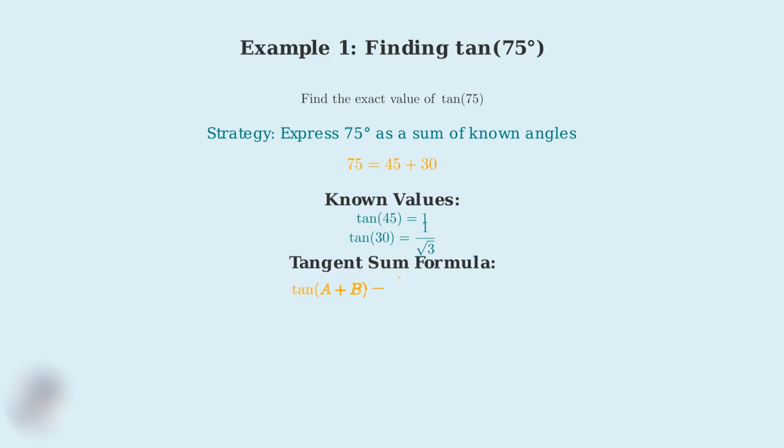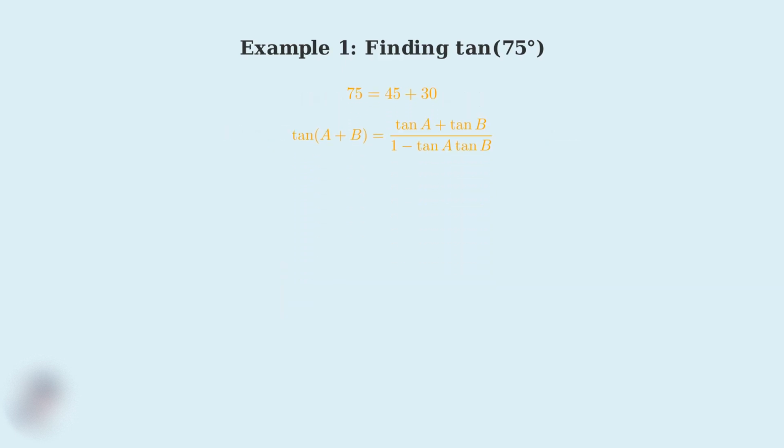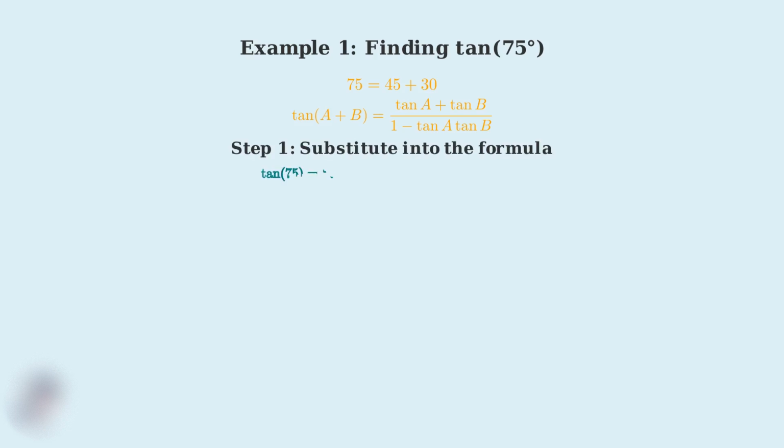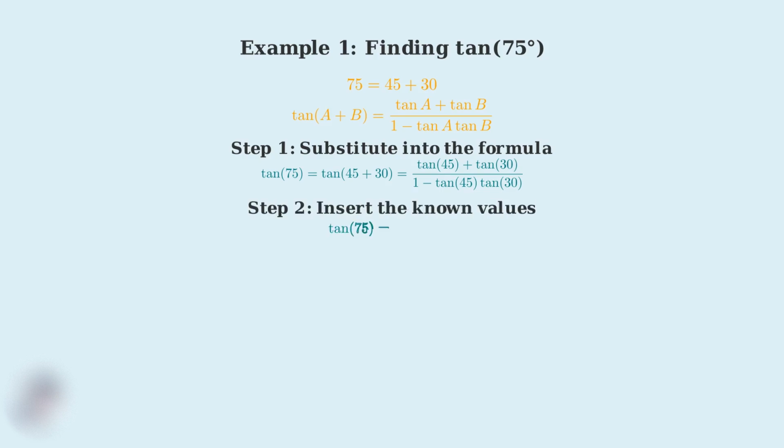Now we'll apply the tangent sum formula. Remember, tangent of a plus b equals tangent a plus tangent b, divided by 1 minus the product of tangent a and tangent b. Now we'll substitute our values step by step. First, we identify that a equals 45 degrees and b equals 30 degrees. Step 1, we substitute 75 degrees as 45 degrees plus 30 degrees into our tangent sum formula. Step 2, now we substitute the known values. Tangent of 45 degrees is 1, and tangent of 30 degrees is 1 over square root of 3.